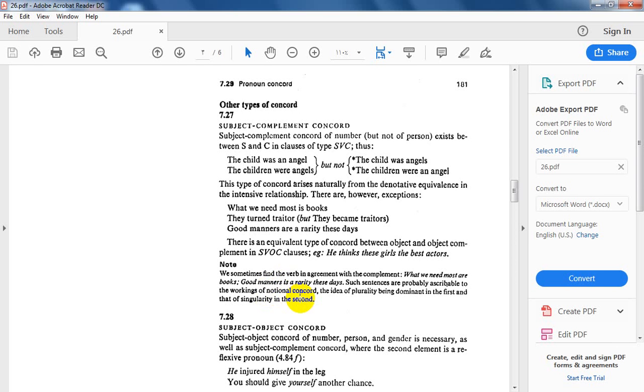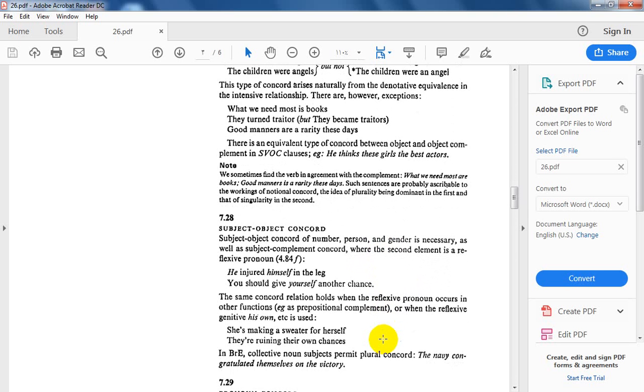Subject object concord is another type of concord: subject object concord of number, person and gender. Again, subject complement concord is a concord of number, not person, but subject object concord is a concord of number, person and gender. We will work on all of them, as well as subject complement concord, where the second element is a reflexive pronoun.